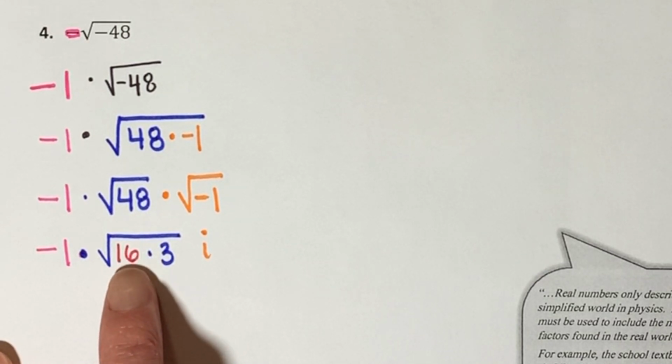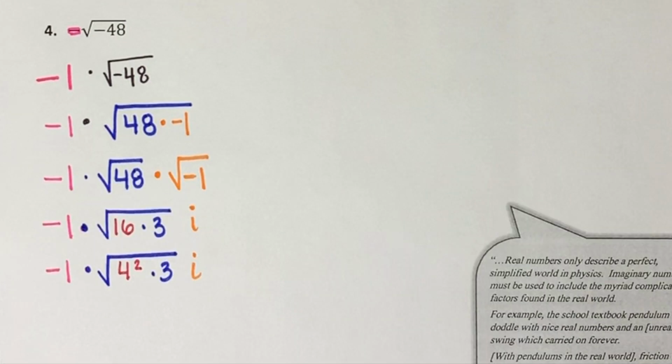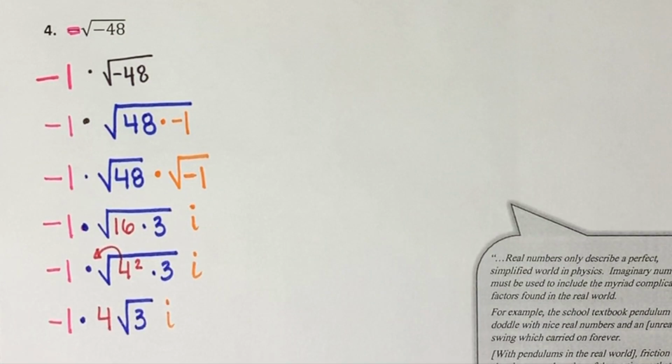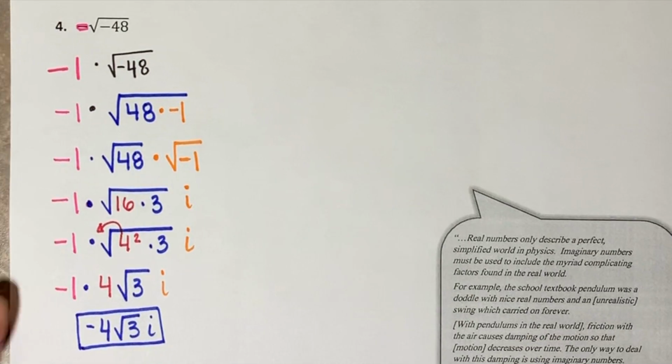Now let's proceed to simplify this radical. 16 is a perfect square, so let's write it as 4 squared. Then we can pull the 4 out of the radical. And then we can go ahead and multiply the coefficients. Negative 1 times 4 will give us a negative 4, radical 3, i. And this is our final answer. Again, make sure not to put the i underneath the radical.